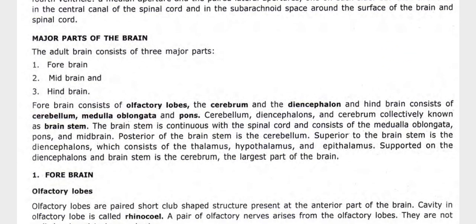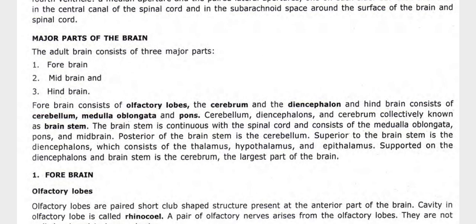Now let's learn about the major parts of the brain. The adult brain consists of three major parts: forebrain, midbrain, and hindbrain. Forebrain consists of olfactory lobes, the cerebrum and diencephalon, and hindbrain consists of cerebellum, medulla oblongata, and pons. The midbrain, pons, and medulla oblongata are collectively known as the brainstem. The brainstem is continuous with the spinal cord and consists of the medulla oblongata, pons, and midbrain.